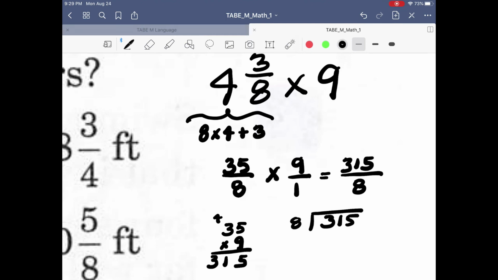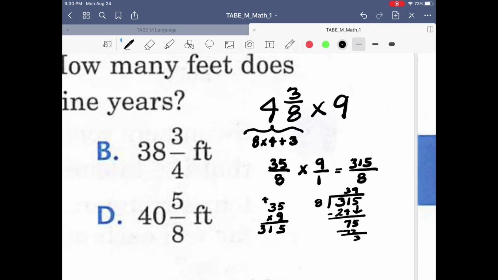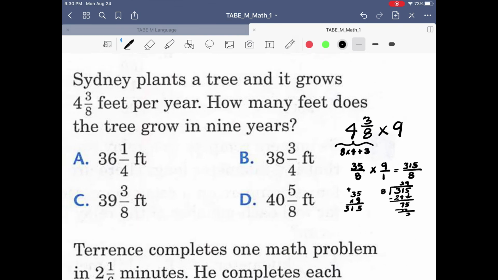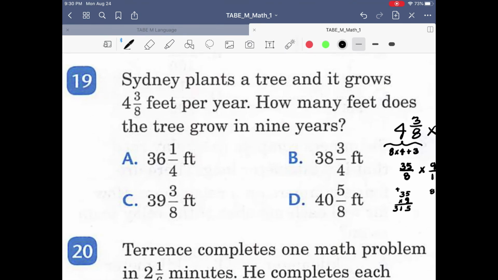And that's going to go 3 times. And then 5 down here. 8 into 75 is 9, with 3 remainder. So 39 3/8. I'm liking answer C. 39 3/8.